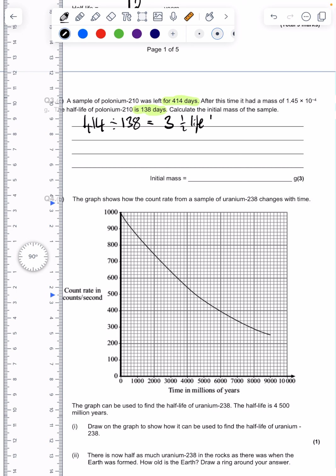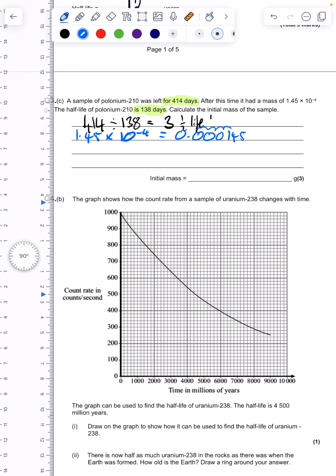And then after this time, at the end, it had a mass of 1.45 times 10 to the negative 4. Now that's standard form. If we write this out, we should have a number 1, 4, 5. It starts there. 1, 2, 3, 4. Yep, we jump forward. 1, 2, 3, 4. So 0.000145 grams.